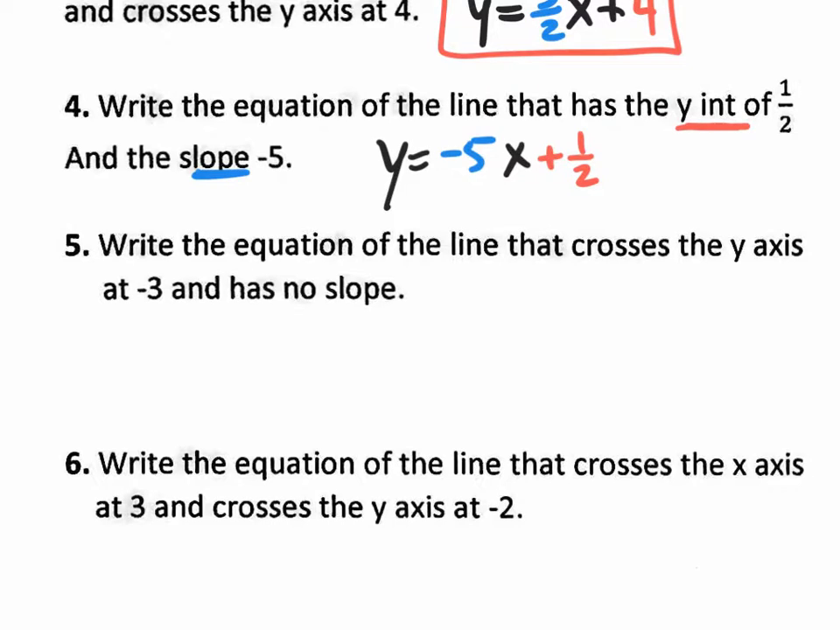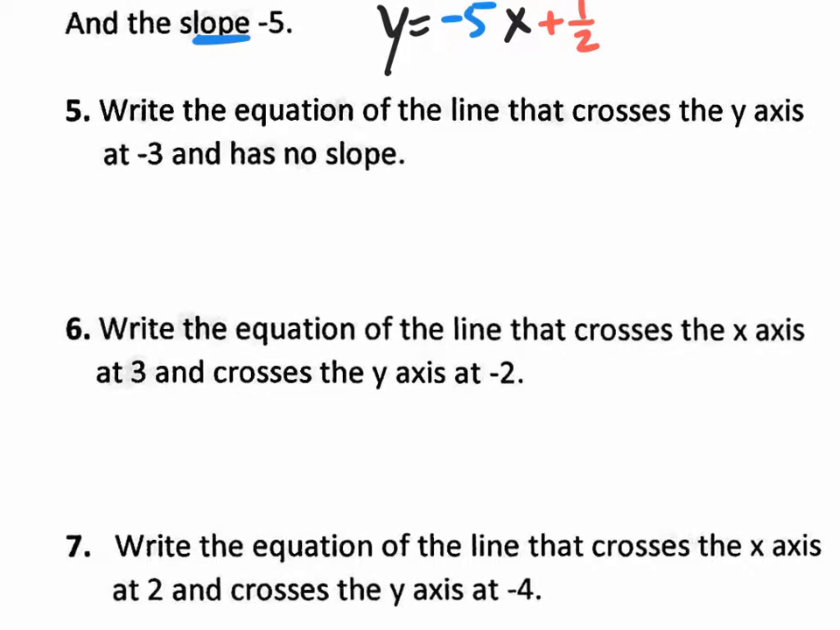Moving on, number 5. Write an equation of a line that crosses the y-axis at -3 and has no slope. So right here, it would be a good idea to either have a visual or to go back to the most important part of today, that you need two things. You need an m and you need a b. If you have those two things, you'll be able to write the equation. So do we have an m? What is the slope?